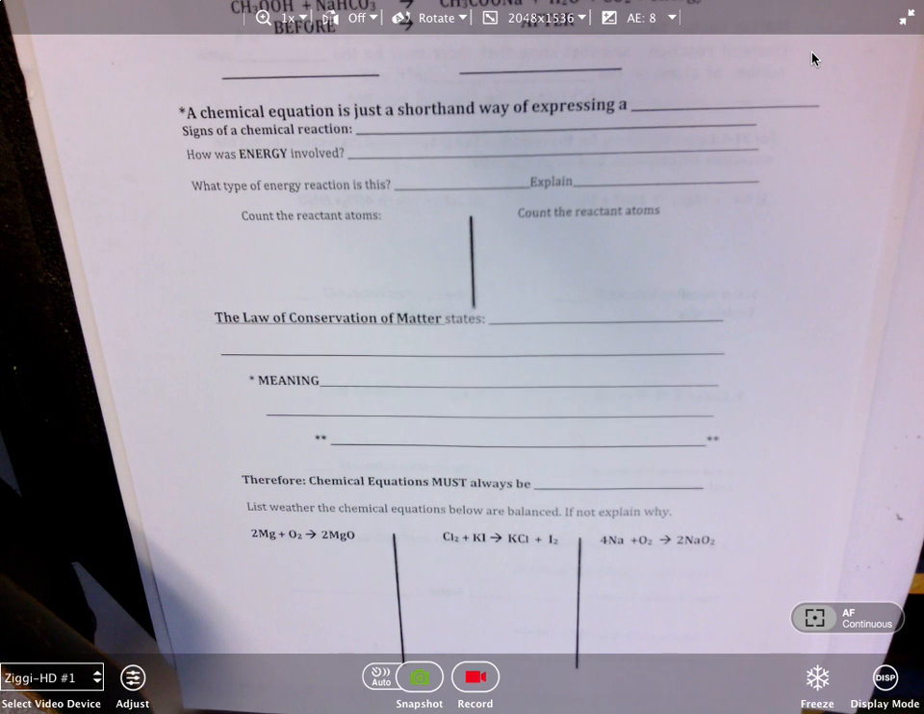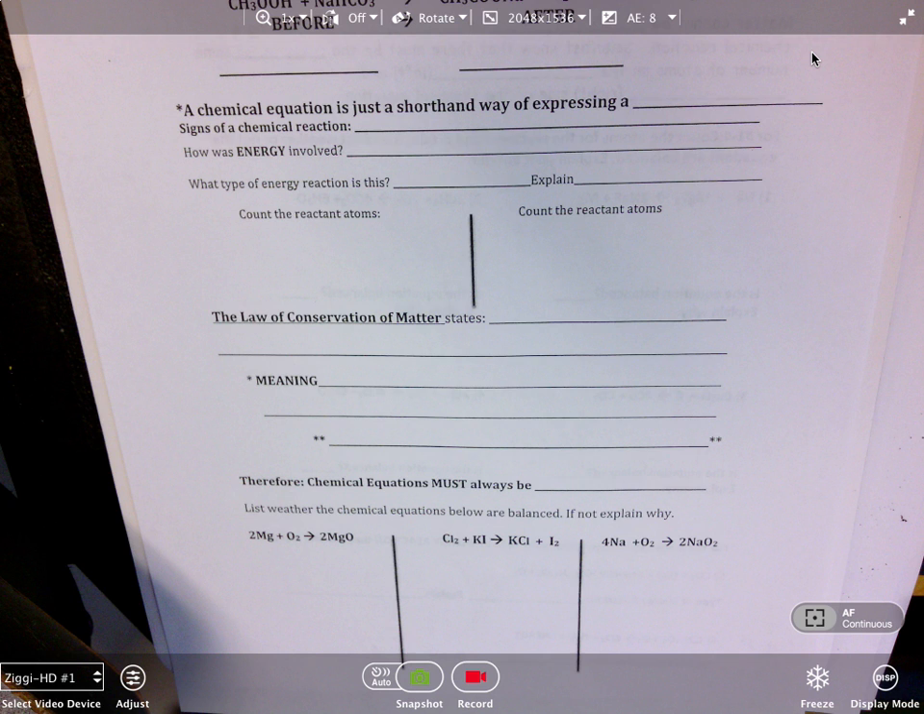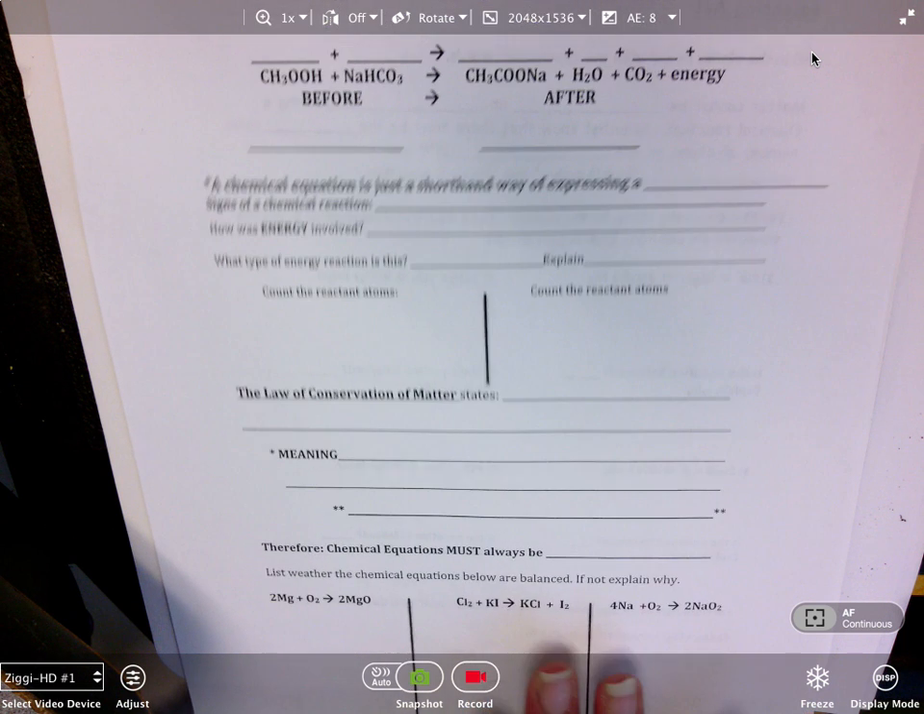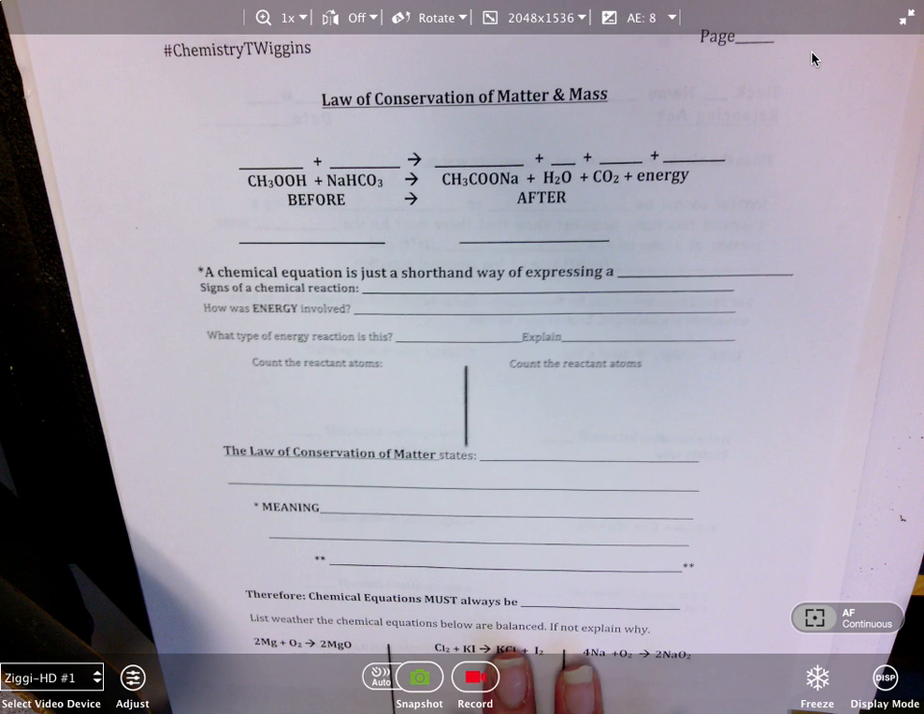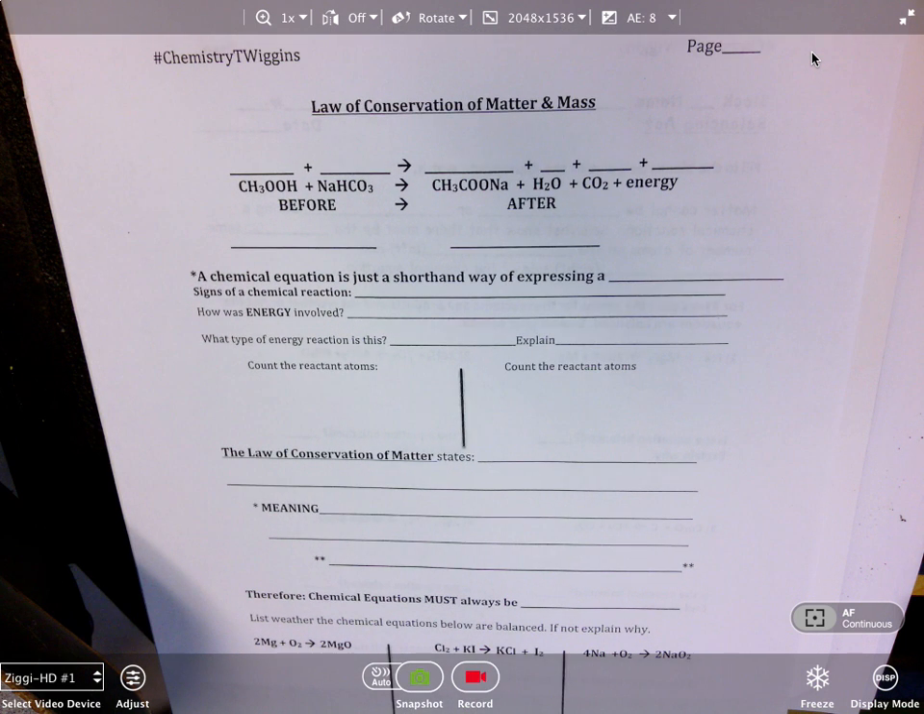Jenny, where are you behind at? You don't need his paper to count the atoms. You know how to count the atoms. Give him his paper back. All right. What does conservation mean? Jayla, Bryson, Eddie, stop it. To save, meaning we're not going to get rid of anything, correct?